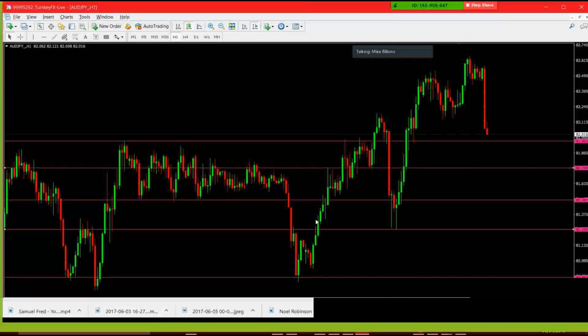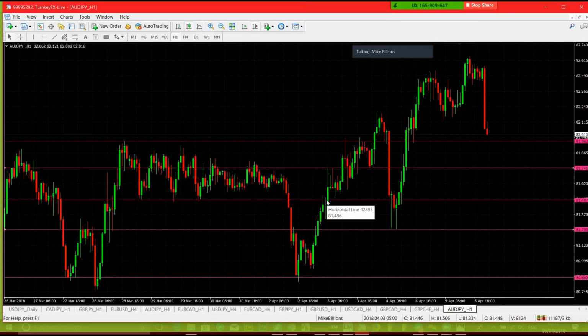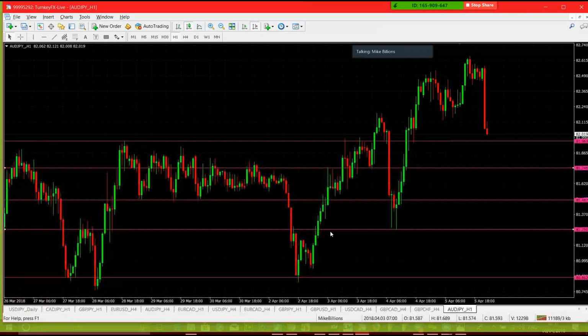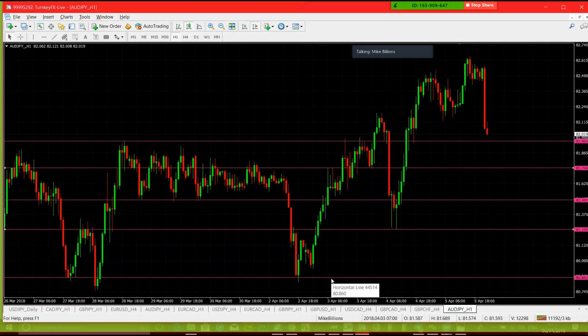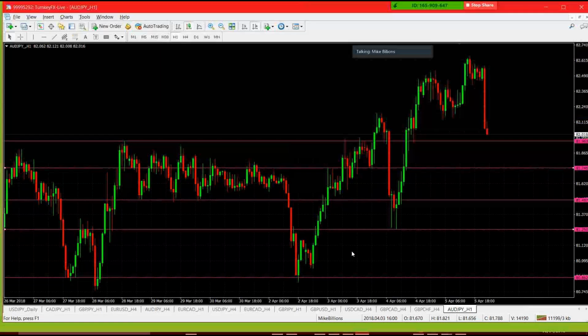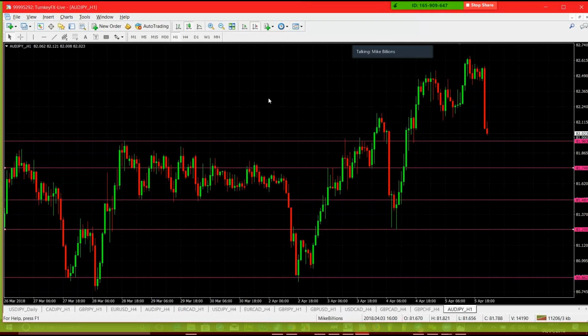Yep. So the trick is this: I enter at this point, I enter with 0.01, and I'm waiting for it to come down to the next level so I can enter the next position. Then I wait for it to come to the next level so I can enter another position. So I build. The trick is to build. Just build. Don't put all of your eggs in one basket, because we don't trust the market.